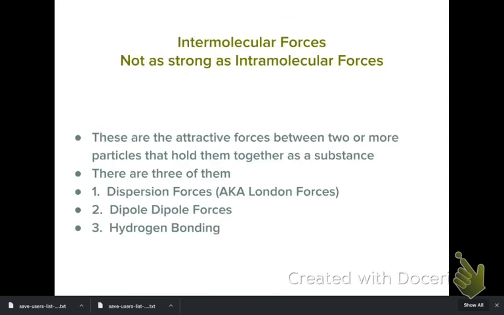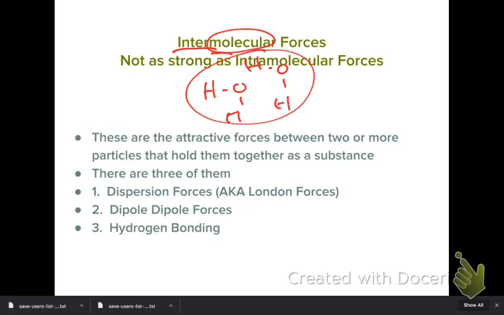It's inside the molecule, holding it together as a molecule. Versus the intermolecular forces, the forces between two molecules. So if we're talking about one water molecule next to another water molecule, what force of attraction holds this together as a liquid, or what holds it together as a solid? So intermolecular forces are the attractive forces between two or more particles that hold them together as a substance.